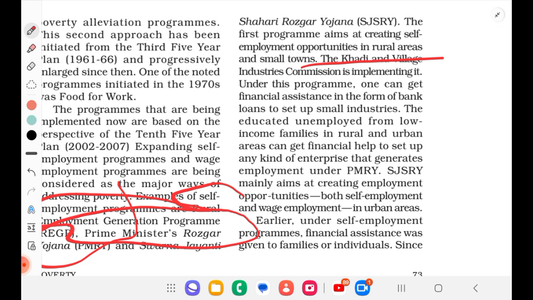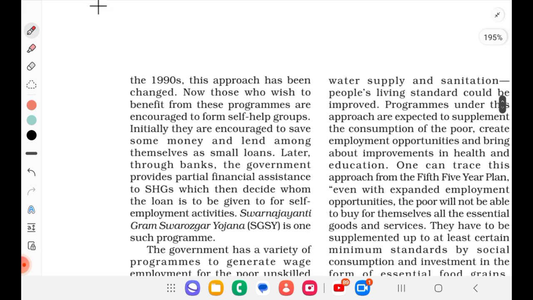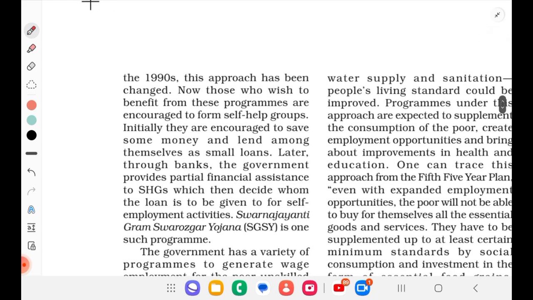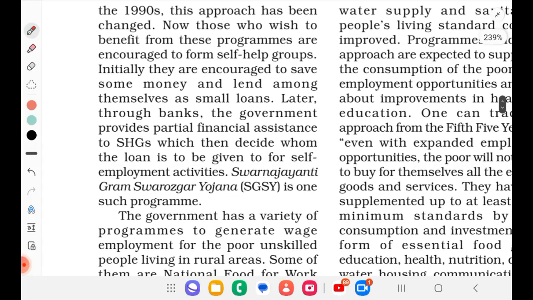Earlier, under the self-employment program, financial assistance was given to families or individuals since the 1990s. This approach has been changed now. Now those who wish to benefit from these programs are encouraged to form self-help groups. Initially, they are encouraged to save some money and lend among themselves as small loans. Later, through banks, the government provides partial financial assistance to self-help groups, which then decide whom the loan is to be given to for self-employment initiative.